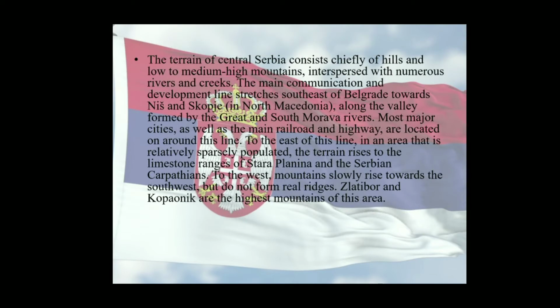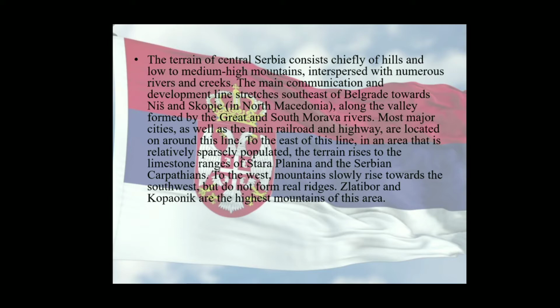The terrain of central Serbia consists chiefly of hills and low to medium-high mountains interspersed with numerous rivers and creeks. The main communication and development line reaches southeast of Belgrade towards Niš and Skopje in North Macedonia, along the valley formed by the Great and South Morava rivers. Most major cities, as well as the main railroad and highway, are located on or around this line.